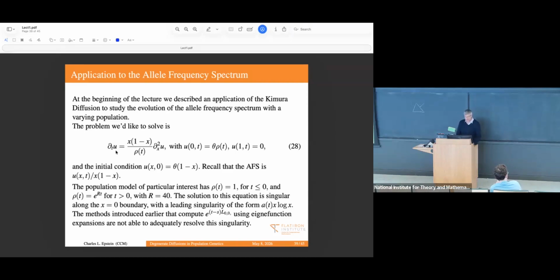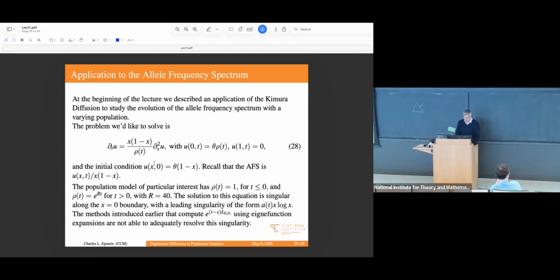The equation is very simple. It's d_t u equals x(1 minus x) over rho, d_x squared u. U of 0 and t is fixed to be theta times rho of t. U of 1 and t is fixed to be 0. And the initial condition is just that u of x and 0 is theta times (1 minus x).